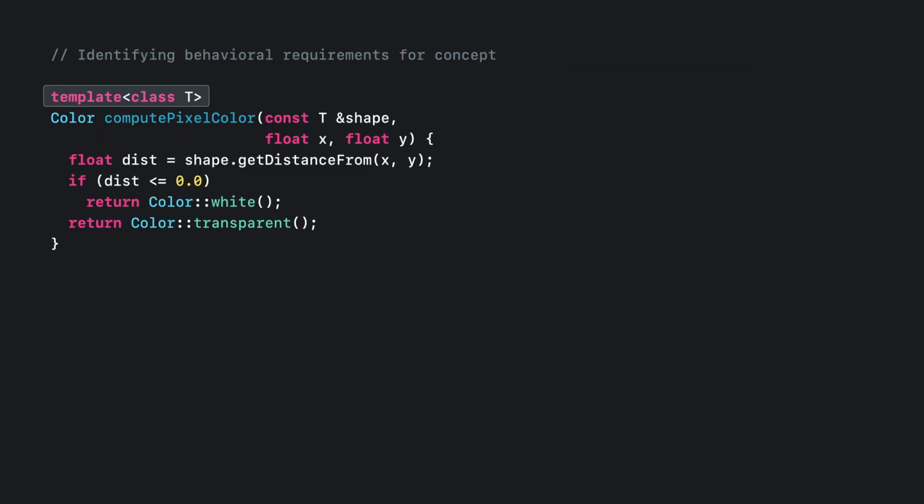This function template uses type C as the generic type. An argument named shape of type C is then passed to this function. The shape argument is then used inside the function when I call the getDistanceFrom method on it. As you can see, this is the only requirement I want to validate in my concept, as no other operations are being performed on shape in this function.